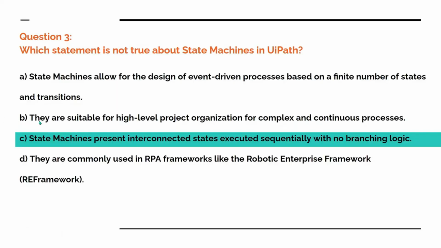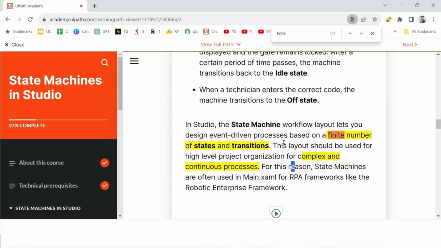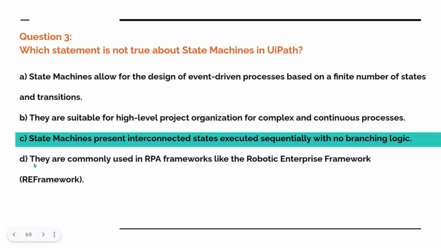Moving on to the second one, they are suitable for high-level project organization for complex and continuous processes. Now this complex and continuous process, where do you get it? If you look at the same area, this layout should be used for high-level project organization. Look at it, these words are important. Complex and continuous processes. Getting it? So this is one area. Now, they are commonly used in the REFramework. If you have used the REFramework, you must know that the state machine is the main component for the REFramework.